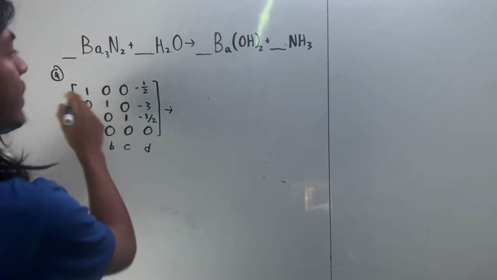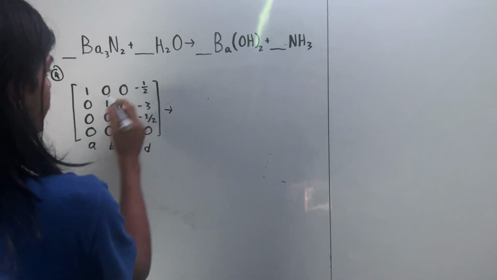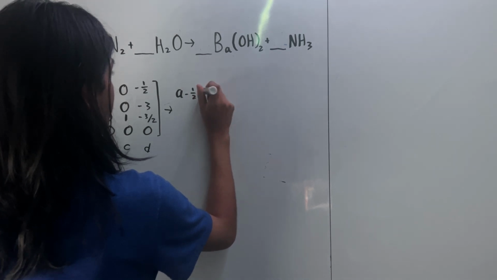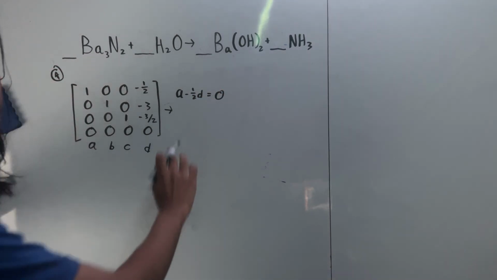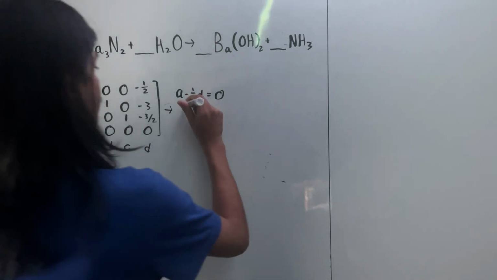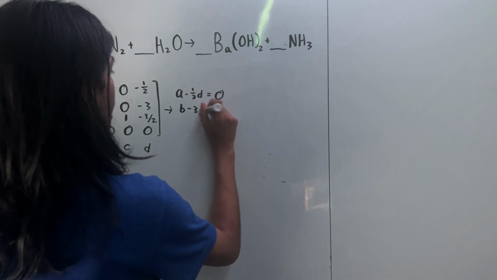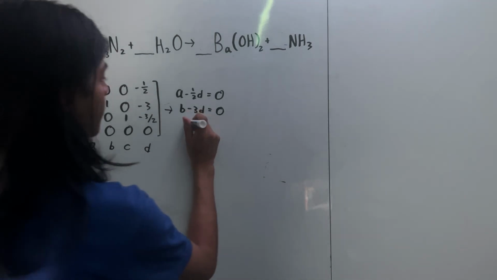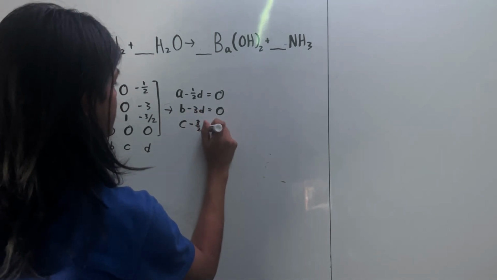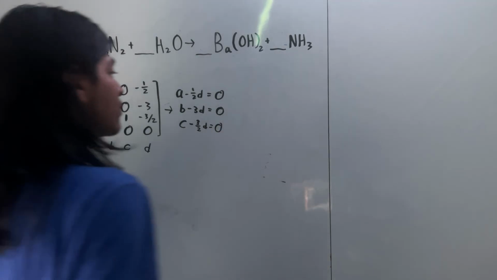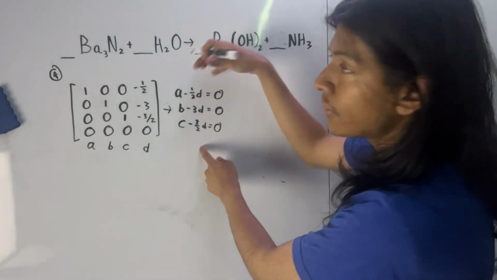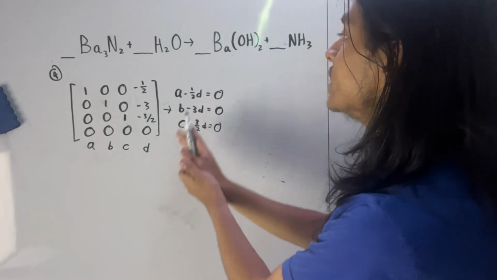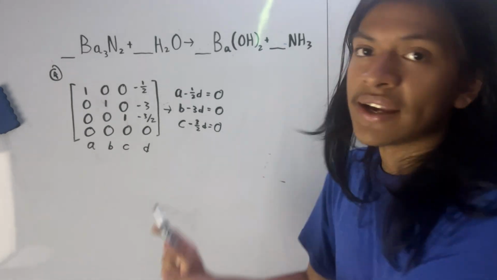So when we turn each of these rows back into the equation, for this first row, we get that A minus 1/2 D is gonna be equal to 0. We do the same thing for row 2. We get B minus 3D, that's gonna be equal to 0. Then for row 3, we have C minus 3/2 D, and that's gonna be equal to 0. Notice how for each of these equations, we have D in them. So what we can do is take D and put it to the right side of the equation.